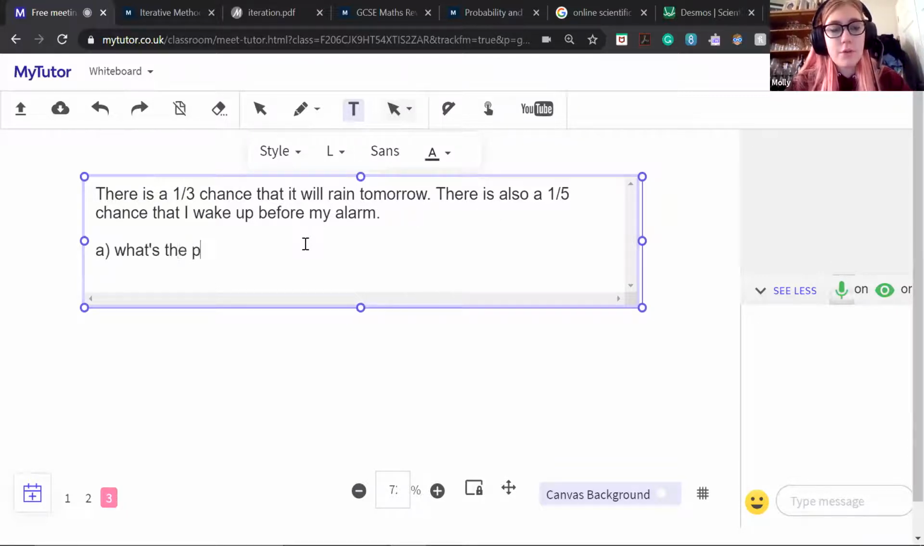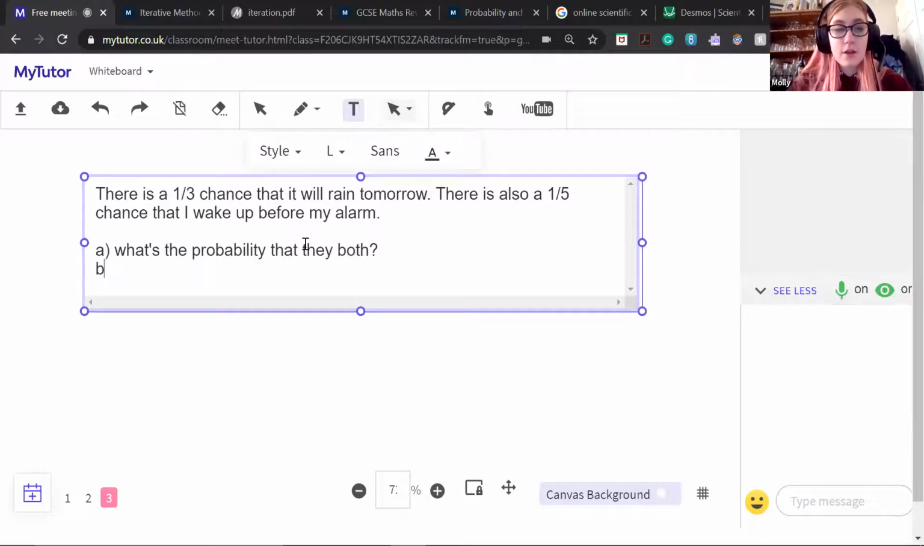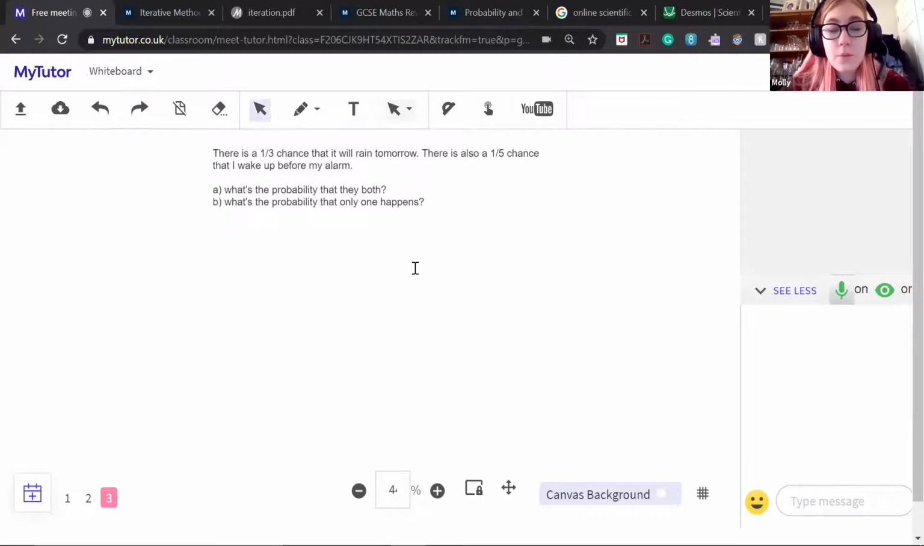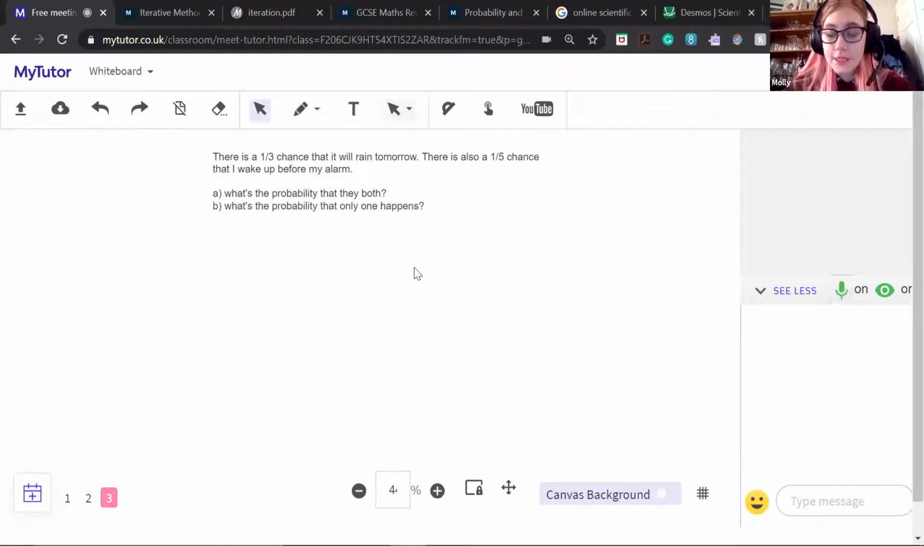A, what's the probability that they both happen? So it's, I wake up before my alarm and it's raining. What's the probability that only one happens? So what we can do here, because these are independent probabilities. Independent probabilities are probabilities that do not rely on each other at all.